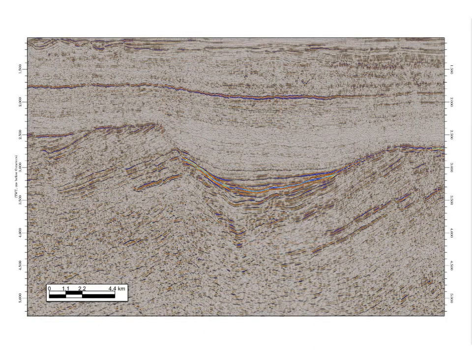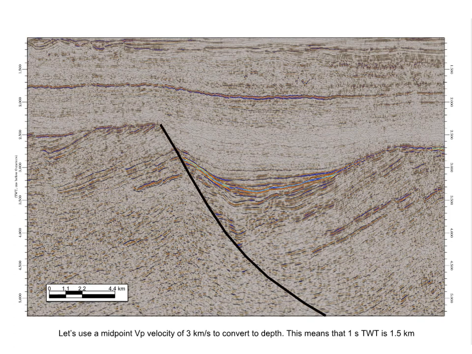Let's look at this seismic section. The vertical axis is two-way time in milliseconds. The section displays a graben limited by a fault. Here is the fault. To convert this section to depth, we need to know the velocity of the P waves. As a first approximation, let's assume the P wave velocity is 3 km per second. This means that a two-way time of 1 second is 1.5 km.